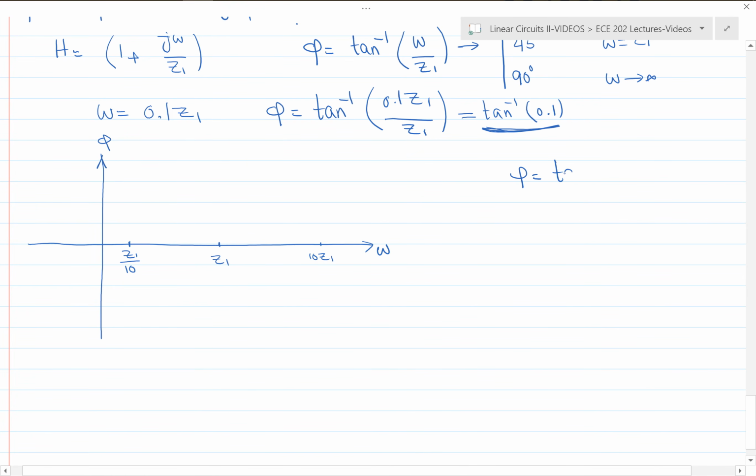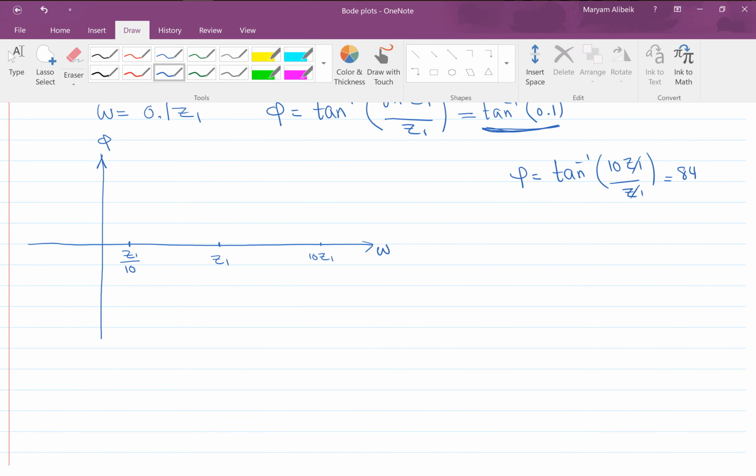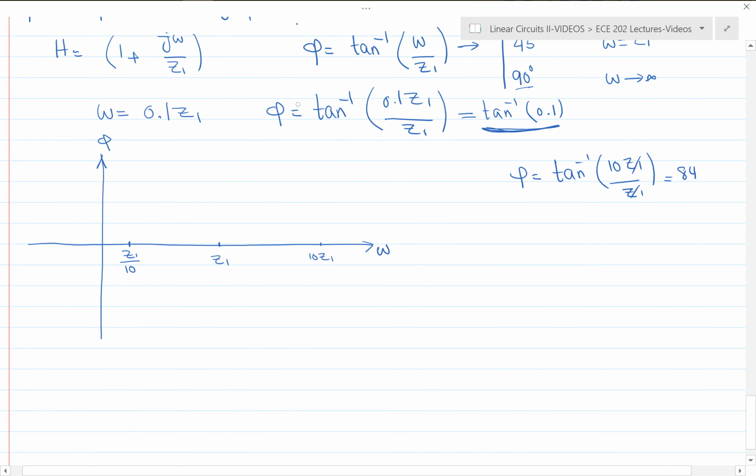Phi is equal to tangent inverse of 10 z1 over z1, which is tangent inverse of 10, and tangent inverse of 10 is approximately 84. Basically it is 84 degrees, but since we know that when we have larger omegas we're going to have 90 degrees, we will consider this as 90. So I will show you how the actual plot and the approximate plot will look like.